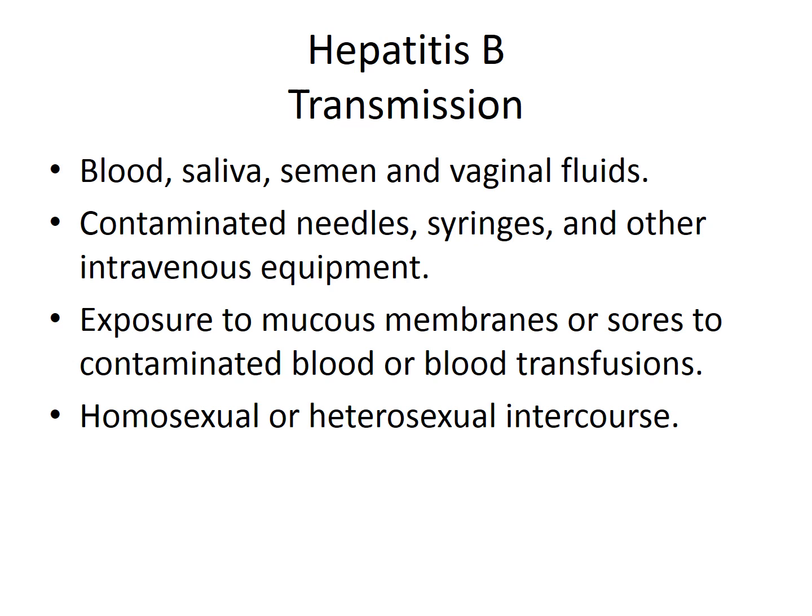So the difference, once again, is that hepatitis B is transmitted very similarly to HIV: blood, saliva, semen, and vaginal fluids. Whereas hepatitis A, remember, was more the fecal-oral route. Individuals with hepatitis B, contaminated needles, syringes, other intravenous equipment, and in my case dental instruments that weren't properly sterilized, can all transmit hepatitis B, as can exposure of mucous membranes or sores to contaminated blood, or a blood transfusion.